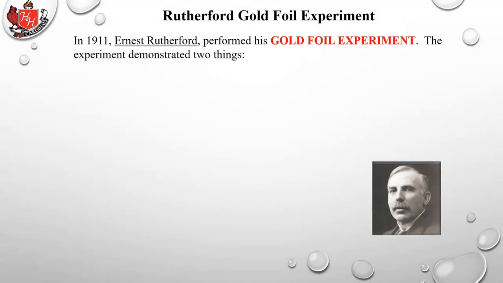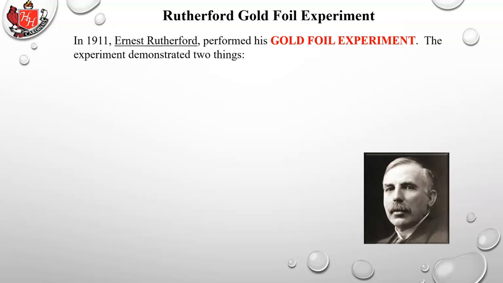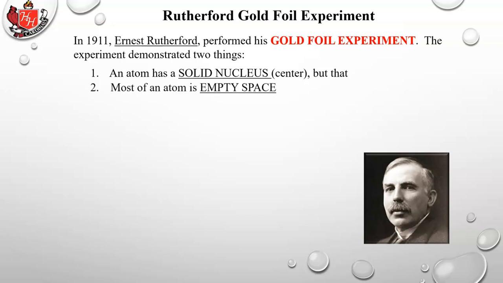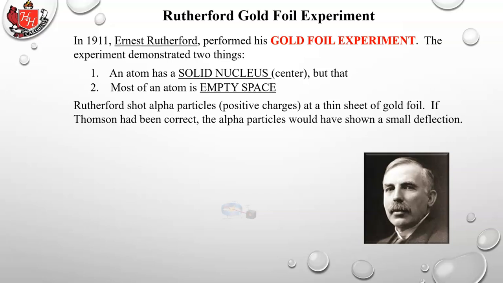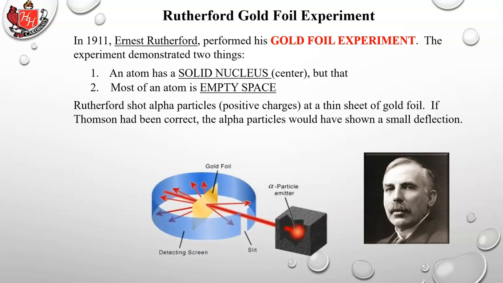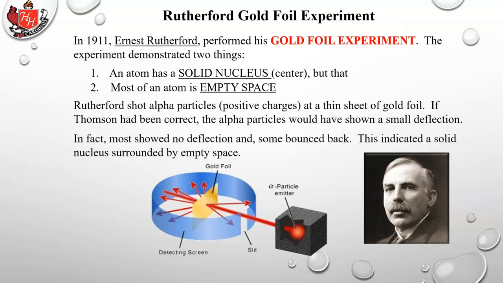In 1911, Ernest Rutherford performed his gold foil experiment. The experiment demonstrated 2 things. 1, an atom has a solid nucleus center, but most of the atom is empty space. Rutherford shot alpha particles, positive charges, at a thin sheet of gold foil. If Thomson had been correct, the alpha particles would have shown a small deflection, but pretty much would have gone straight through the gold foil. In fact, most showed no deflection, and some bounced back.